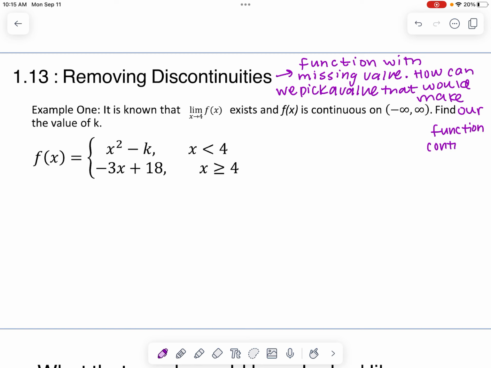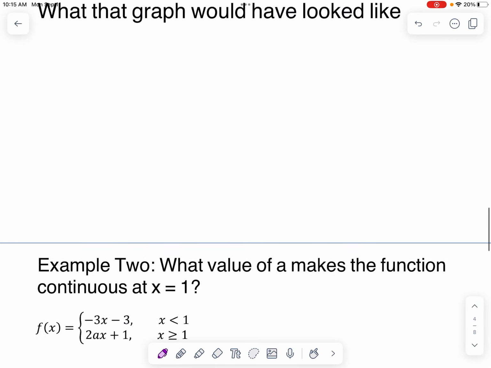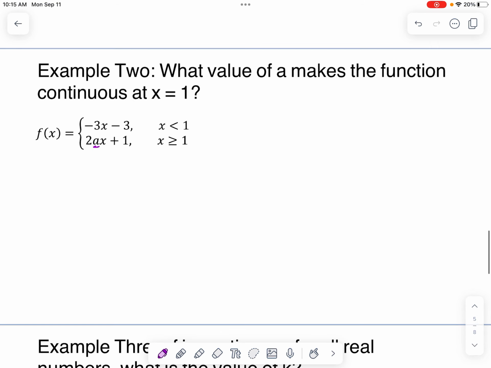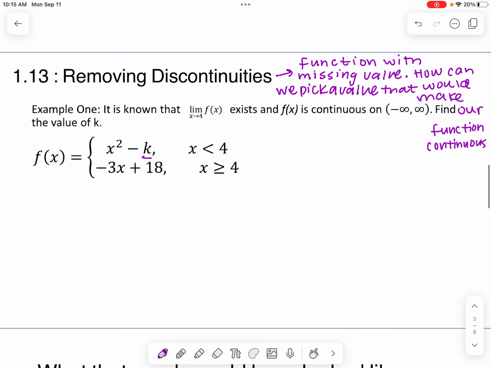We have a function that has a missing value. So if you look through some of these problems, we don't know what k is. If you scroll down, we don't know what a is. We don't know what k is again. So we have something we don't know. We want to figure out what is the number that would make this function continuous.